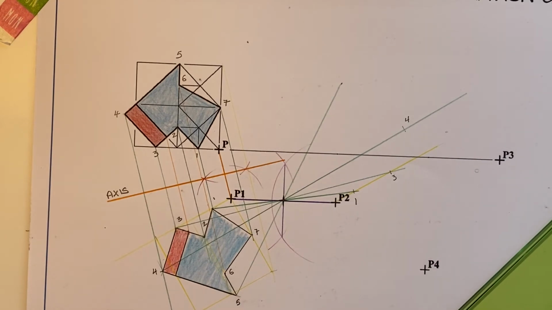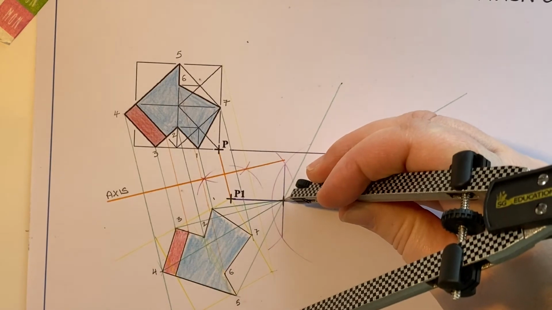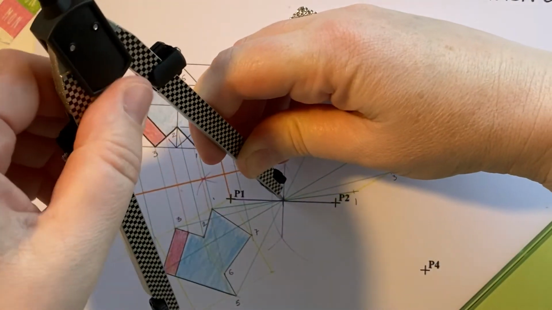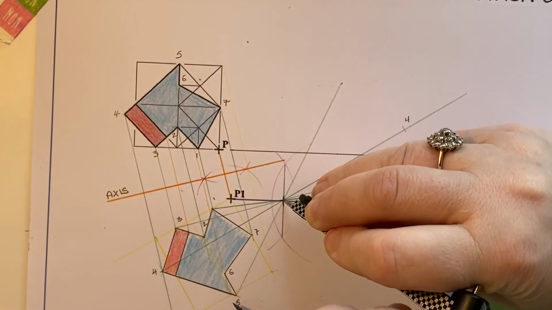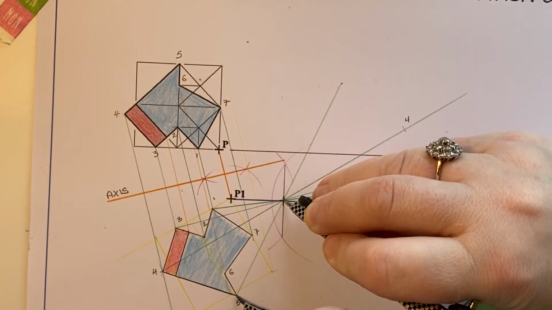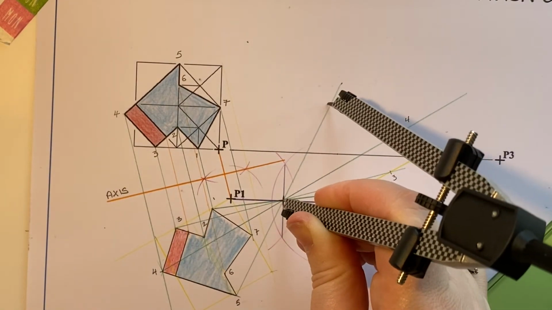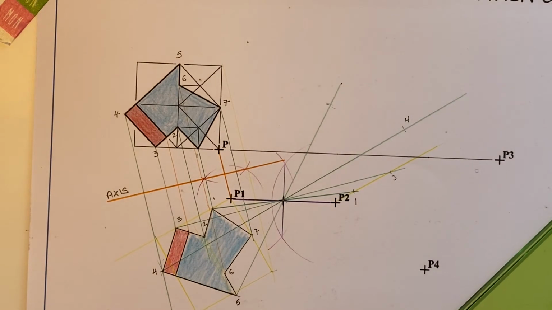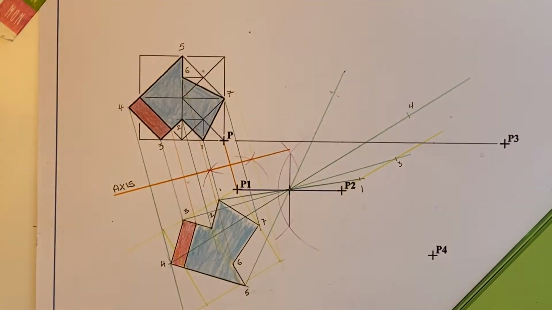Compass. Compass to 5. Reflect. My lead seems to be broken. That could explain the inaccuracy. My lead is broken. Great. This is why I like a pencil compass, guys. I only got that compass yesterday. Anyway.